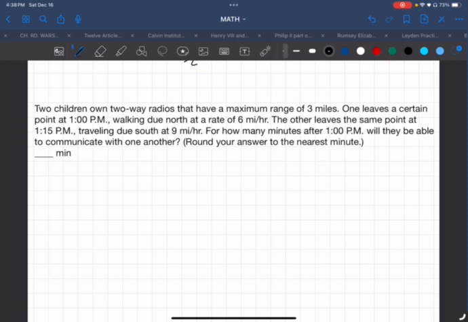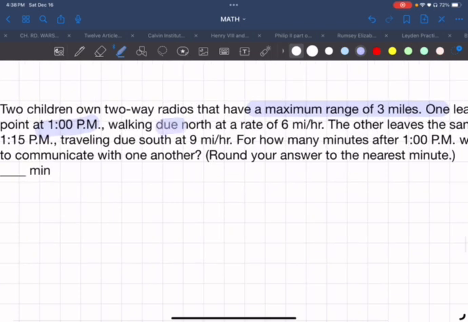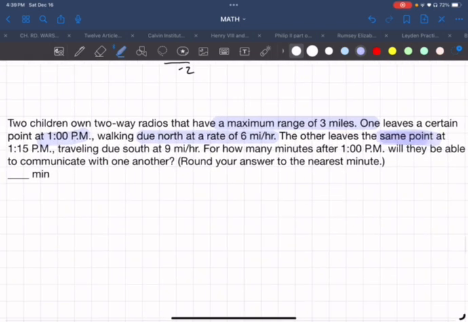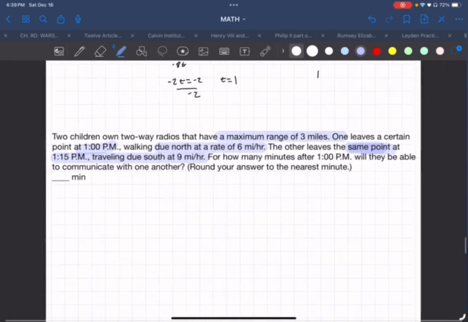Two children own two-way radios that have a maximum range of 3 miles. Let me actually use a highlighter. One leaves a certain point at 1 p.m., walking due north at a rate of 6 miles an hour. The other leaves the same point at 1:15 p.m., traveling due south at 9 miles an hour. For how many minutes after 1 p.m. will they be able to communicate with each other?